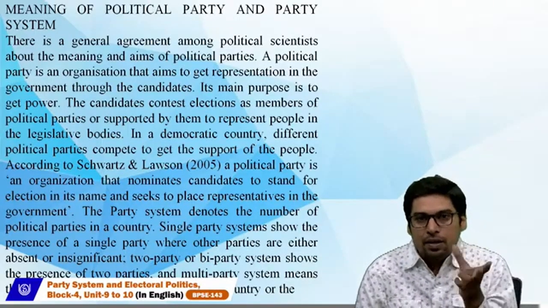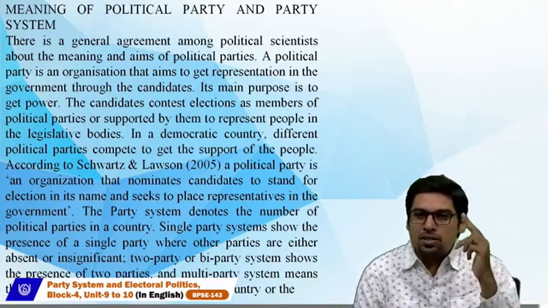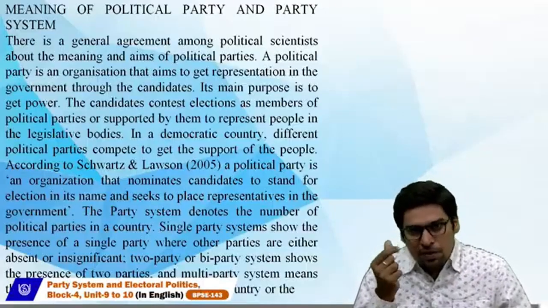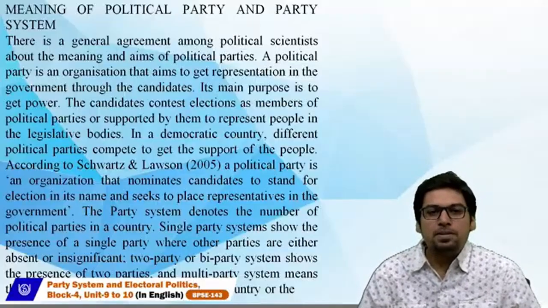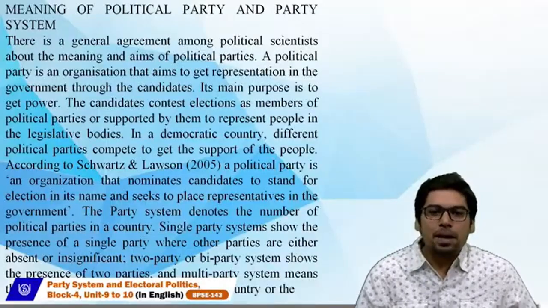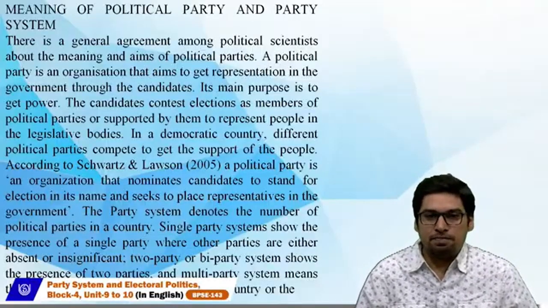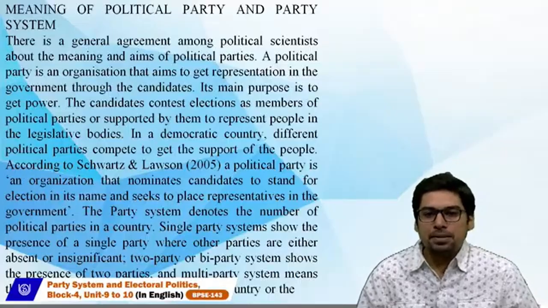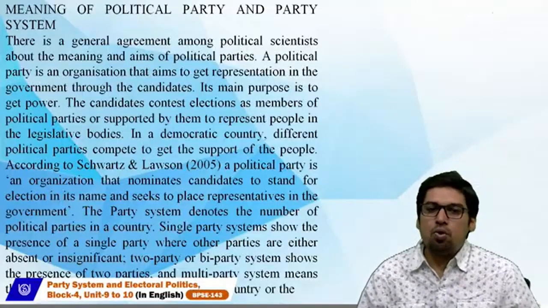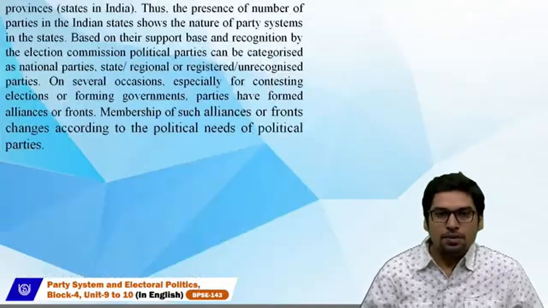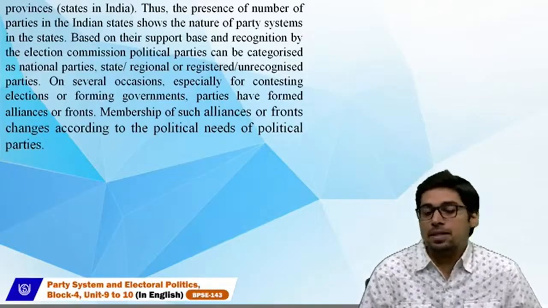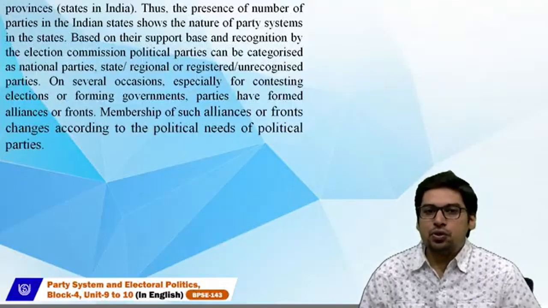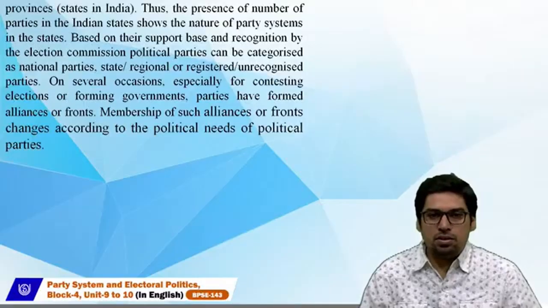Basically, we differentiate between the two-party system, the one-party system and the multi-party system. A single party system shows the presence of a single party, where other parties are either absent or insignificant. A two-party or bi-party system shows the presence of two parties, and a multi-party system means that more than two parties exist in a country or province. Province basically means states. Thus, the number of parties in the Indian states shows the party system in the states.